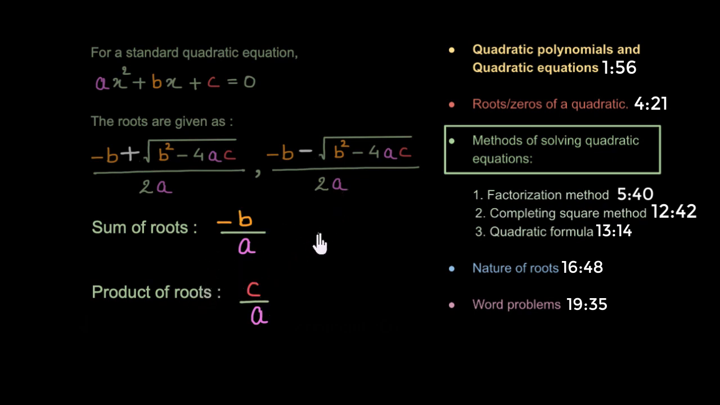For example, in the previous slide, we saw the roots of the quadratic equation x square minus 7x plus 12 equal to 0, and we saw that the roots are 3 and 4. So what would be the sum of roots in this case? Negative b by a, that is negative of the coefficient of x, that is 7, divided by the coefficient of x square, which is 1 in this case. So 7 by 1, which is indeed true, 3 plus 4 is 7. And what would be the product of roots? c by a, that is 12 divided by 1, which is again equal to 3 times 4, that is 12.